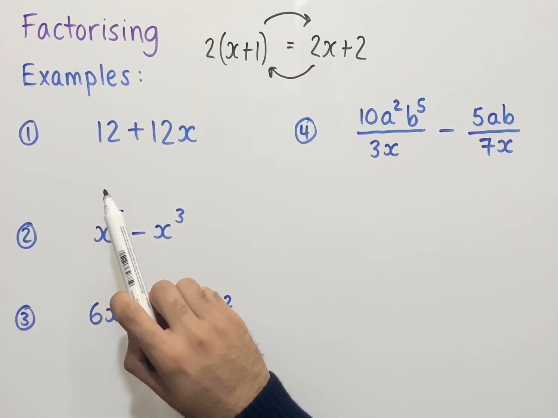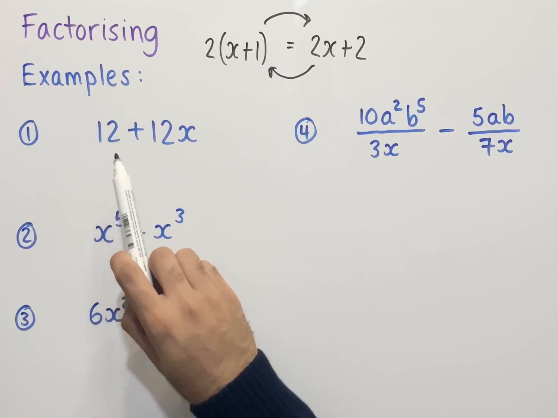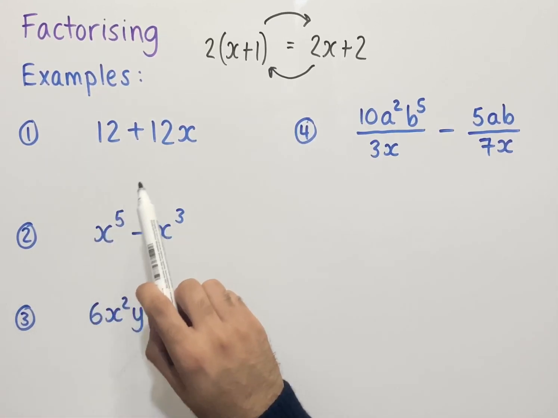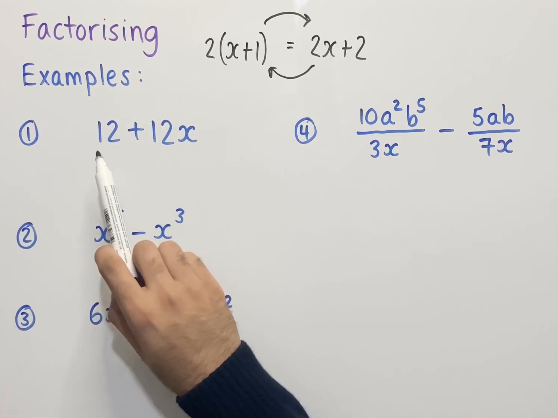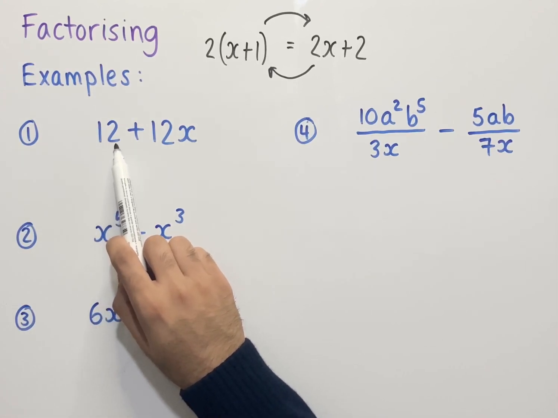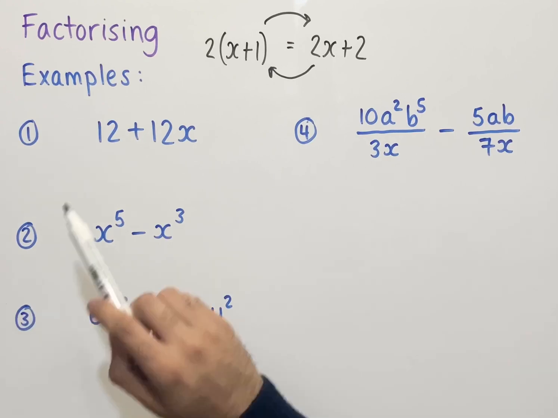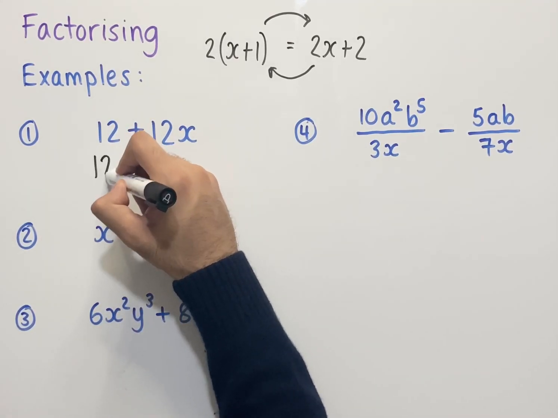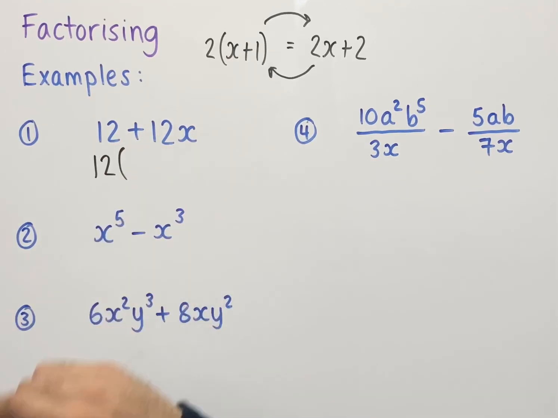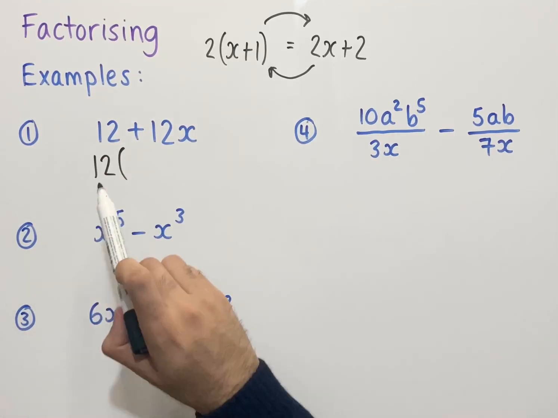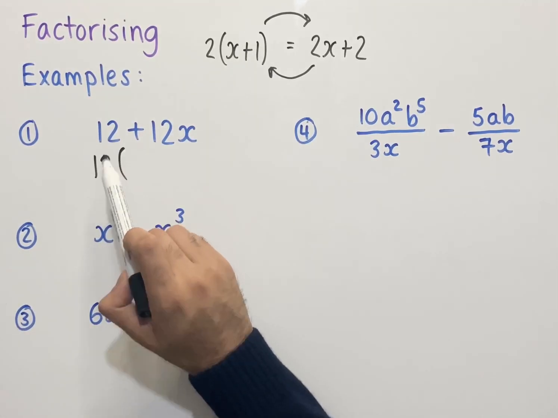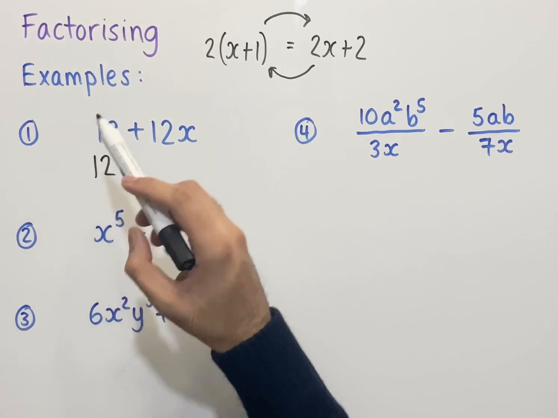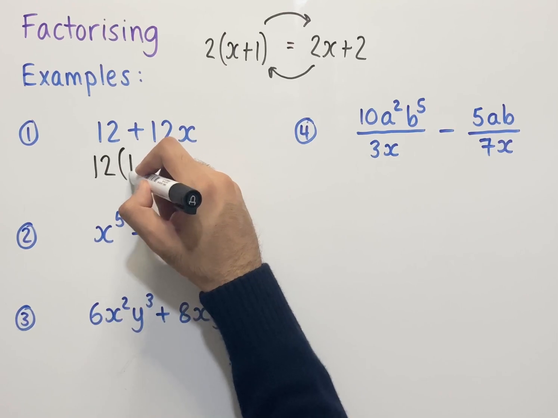Now the way we factorize is we look at each of the terms and we see what is common in both of those terms. In this case, we see that the number 12 is common in the first term and the second term, and so we can factorize that out. So we write 12, and now in brackets, we write what we multiply 12 with to get this first term. So 12 multiplied by 1 gives us 12. And so inside the bracket, we would write 1.